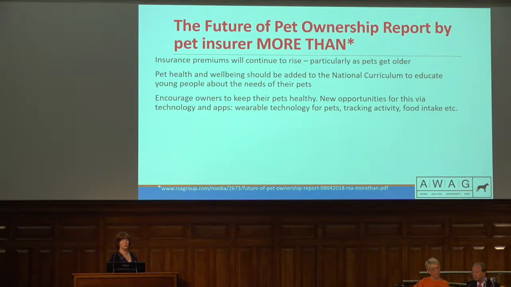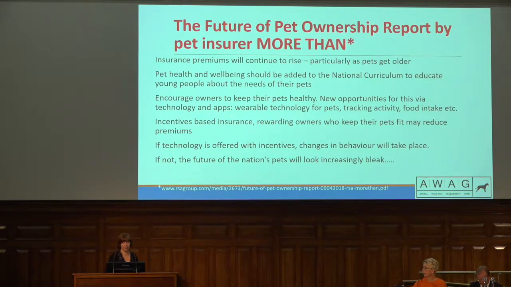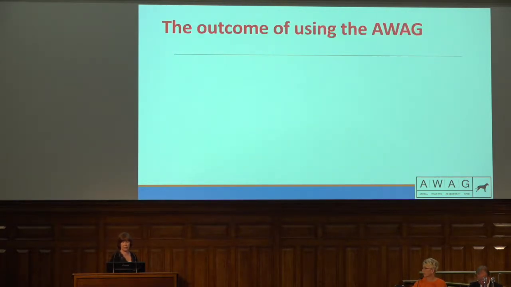Now, I'm sure you're aware of the fact that for young drivers, they can have technology in their cars to check that they keep below certain speed limits, and that reduces their insurance premiums. And of course, there will be opportunities with new technologies to track the activity of animals, their food intake and their welfare. And that can lead to incentives-based insurance premiums rewarding those owners who keep their animals well. And then we might get some changes in behaviour. And More Than said, if not, the futures of the nation's pets will look increasingly bleak.